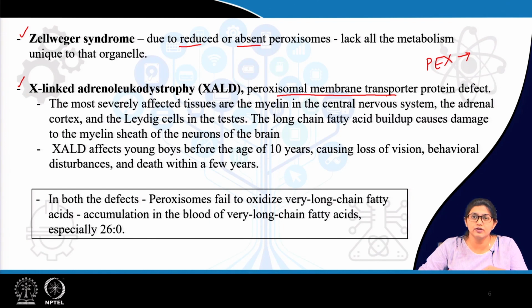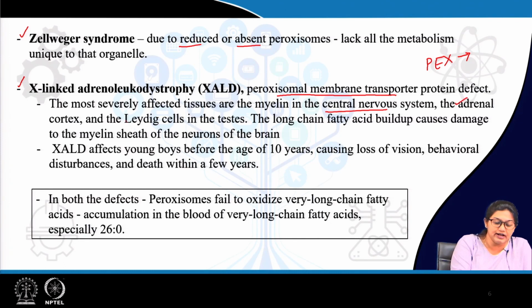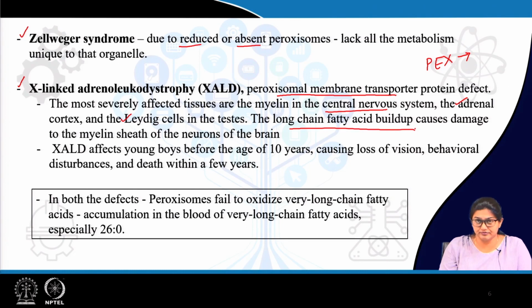So, the tissues which are mostly affected are the central nervous system, where those long chain or branched chain fatty acids are used in synthesizing the myelin sheath. So, myelin sheath formation is affected, then the adrenal cortex and the Leydig cells of the testis are also affected. The long chain fatty acids accumulate, and those long chain fatty acids cause damage to the myelin sheaths.